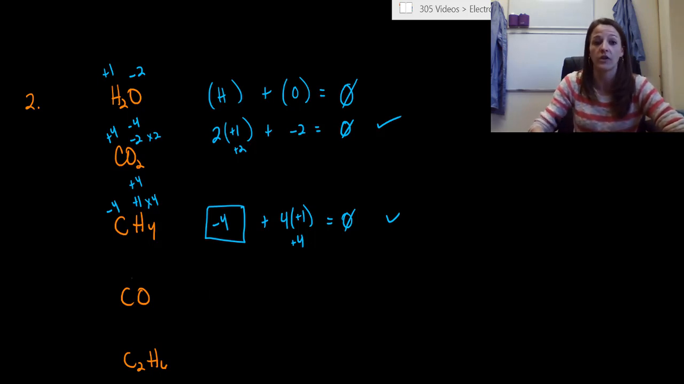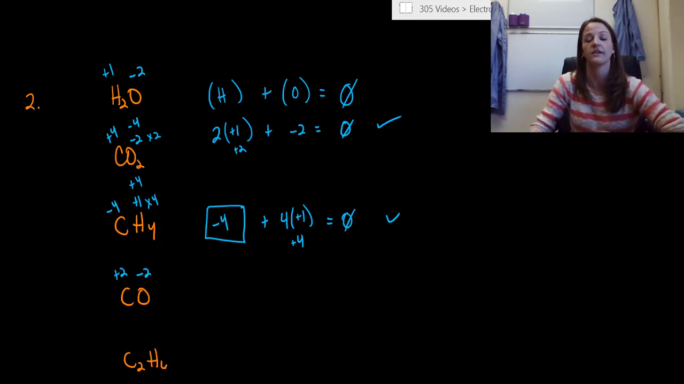All right, now let's look at carbon monoxide. Always, always, always start with your oxygen. If oxygen's -2, this is an overall neutral compound, so for carbon, the only answer could be that carbon has to be +2. It just has to be in order for it to be neutral.